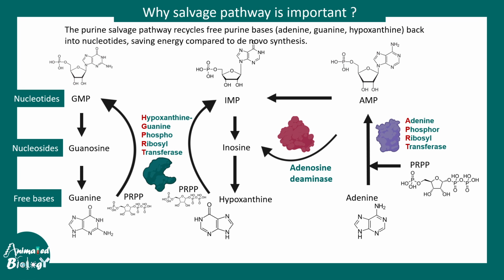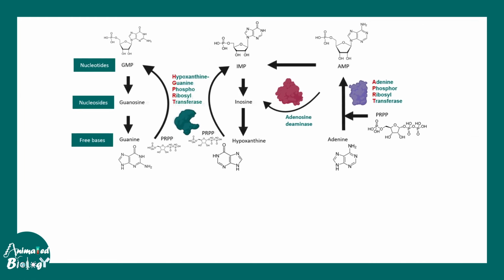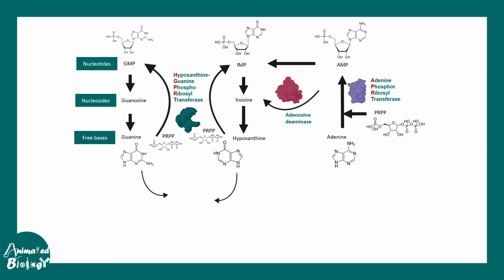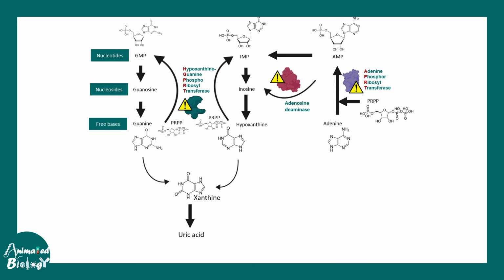Now, what happens if the salvage pathway fails? That gives us a context to look at in terms of disease. Imagine a scenario where these enzymes are failing. In a case where hypoxanthine guanine phosphoribosyl transferase, or HGPRT, is not working properly, then the recycling process would halt. That means guanine and hypoxanthine would be metabolized and excreted. They would be converted into xanthine and then eventually uric acid. So uric acid level would really increase.